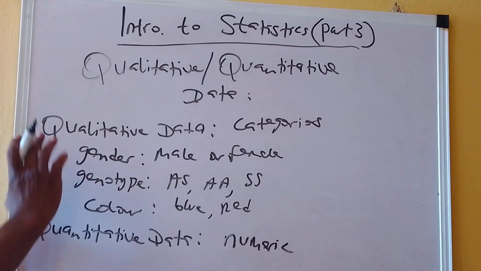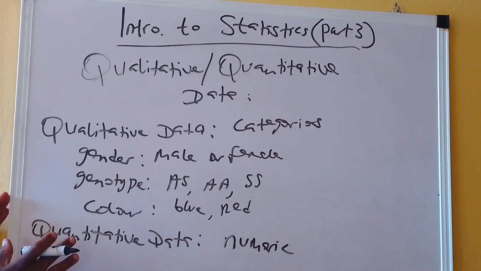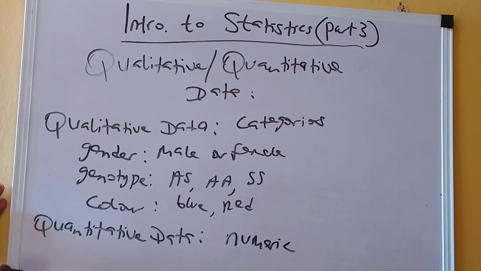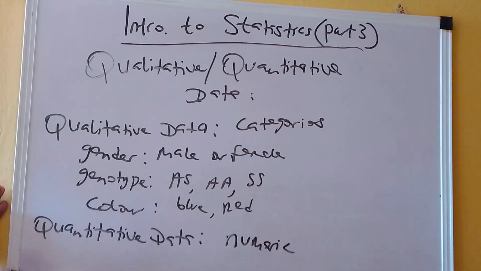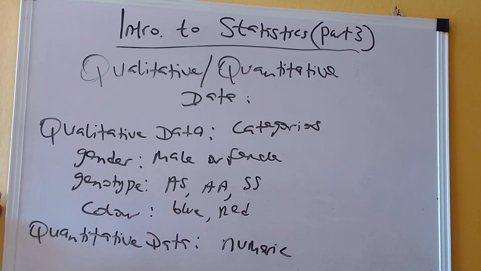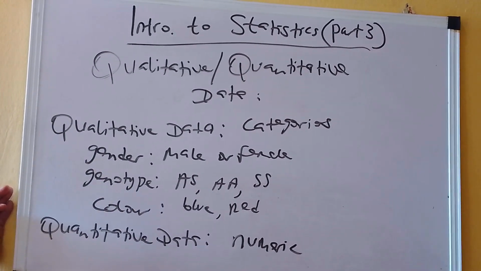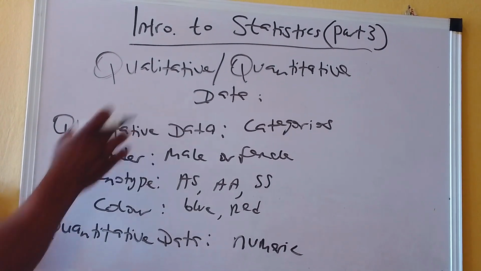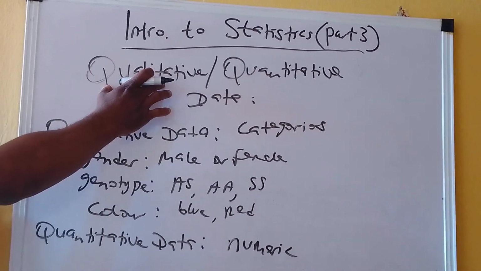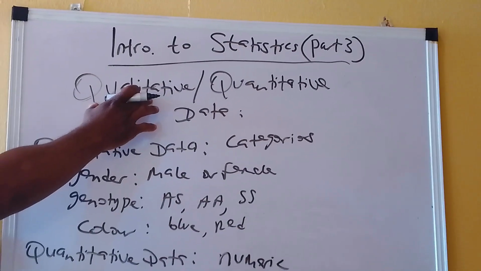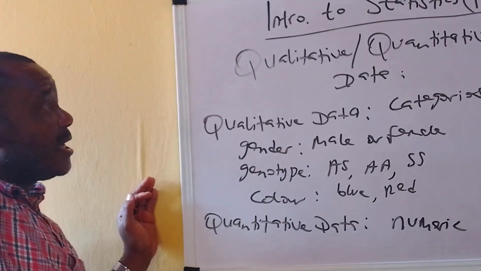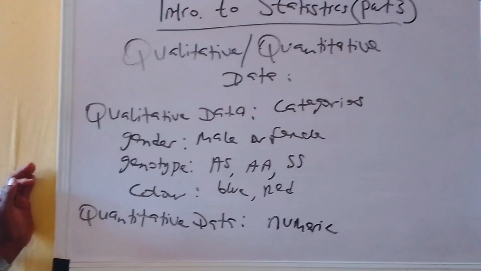And one beautiful thing is that for parametric statistics, we mainly use quantitative data, while for non-parametric statistics, we mainly use categorical data. So you must understand the difference. When you are doing research, your data can either be qualitative or quantitative. When they are qualitative, we expect you to use non-parametric statistics for your analysis, and when they are quantitative, we expect you to use parametric statistics.